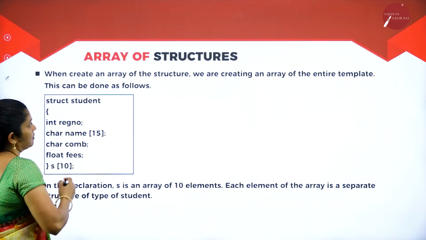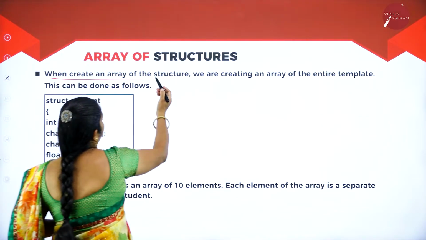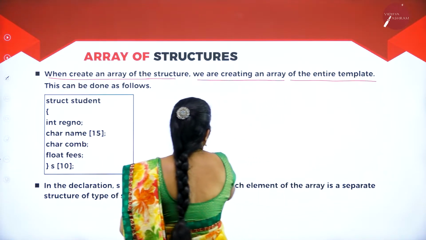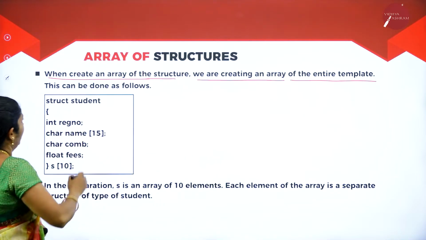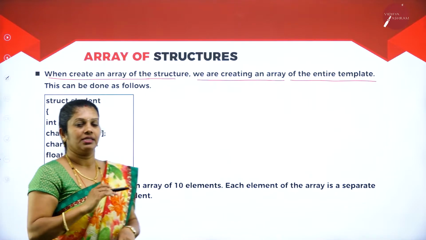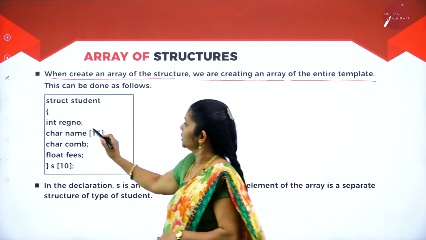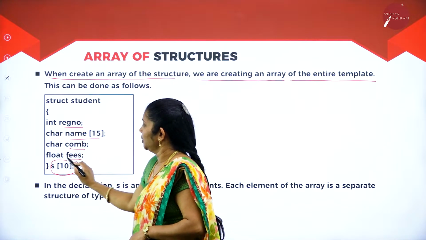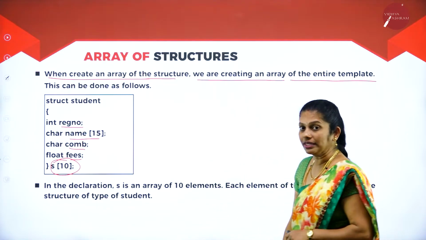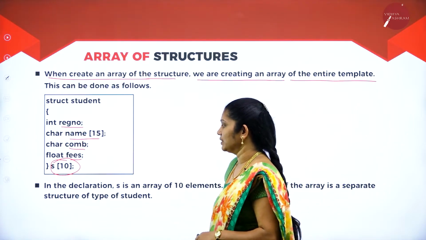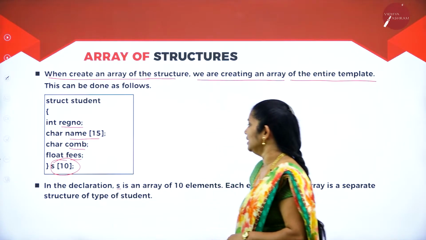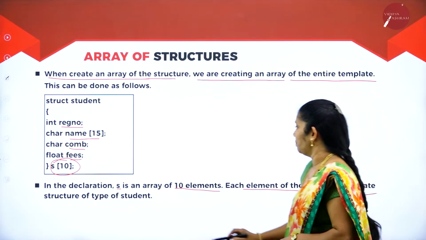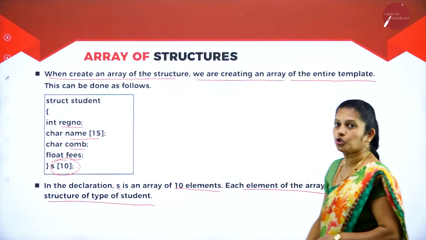When we create an array of structure, we are creating an array of the entire template in this way. Here struct student is given. It means the structure name is student. In this we have data members like register number, name, combination, fees. And here totally 10 variables of this structure we have. This is nothing but an array of structure. In this declaration, S is the array of 10 students. Each element of the array is a separate structure of type student here.